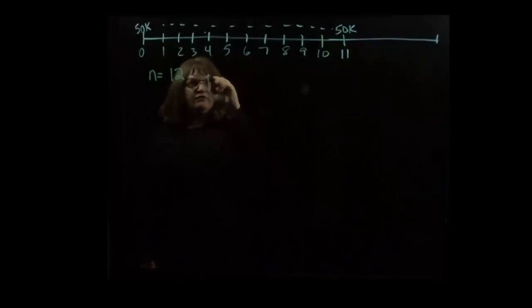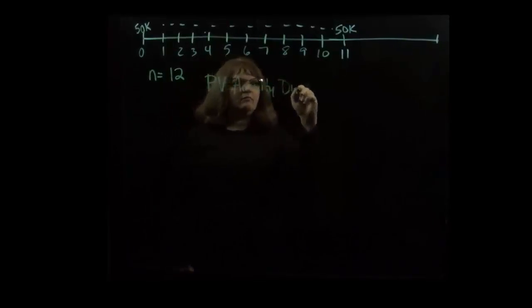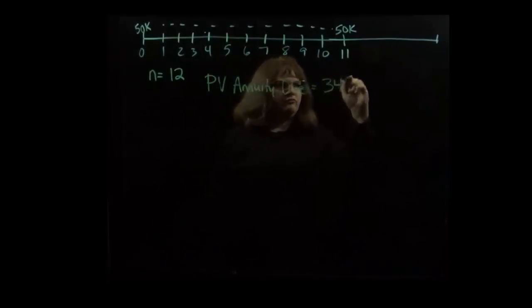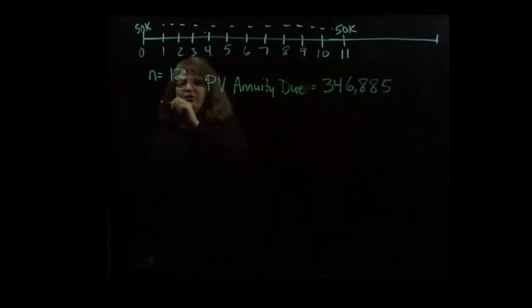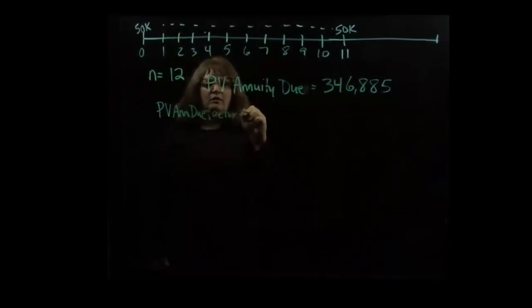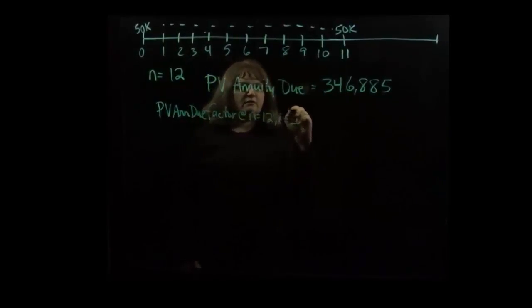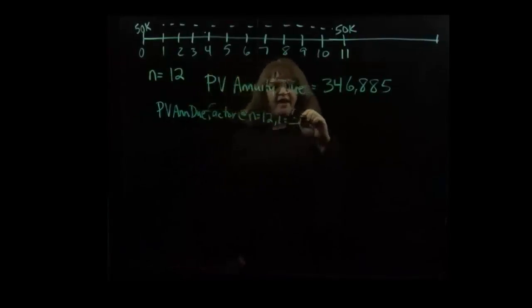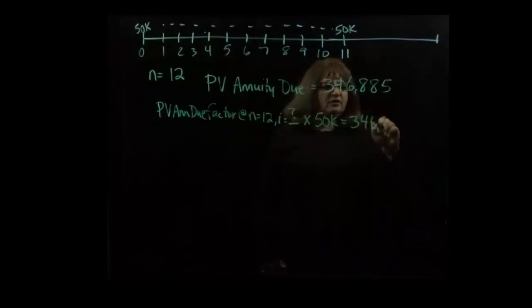And so the present value of this annuity due is given to us as $346,885. We know that if we were to take the present value of an annuity due factor at n equals 12 and i equals something, and we would multiply that factor times the payment amount of $50,000, we would end up with this $346,885.